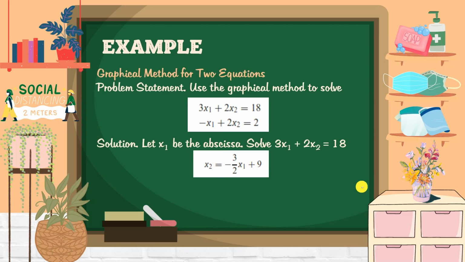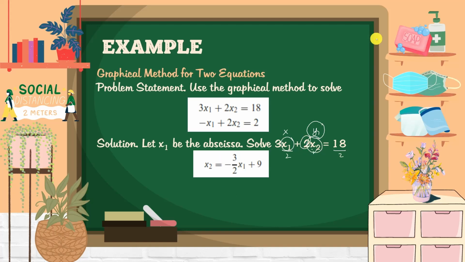This is simply rearranging the equation wherein we're finding the value of x sub 2. As I've said, we are not using x and y for the linear systems. Instead, we're using x sub 1 and x sub 2. So x sub 2 is similar to our y value. Rearranging the equation, x sub 2 equals negative 3 over 2 x sub 1 plus 9. It is now 9 because of the denominator 2 for our 18.